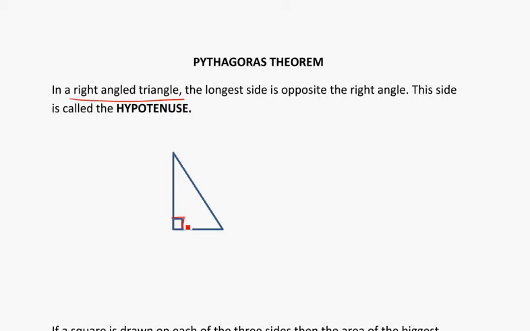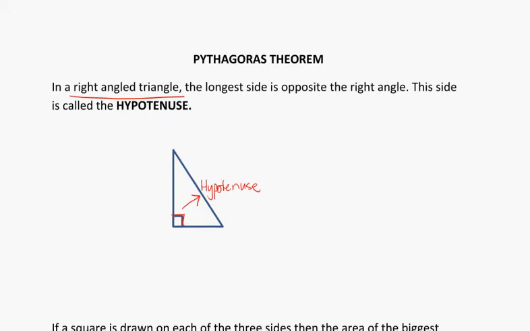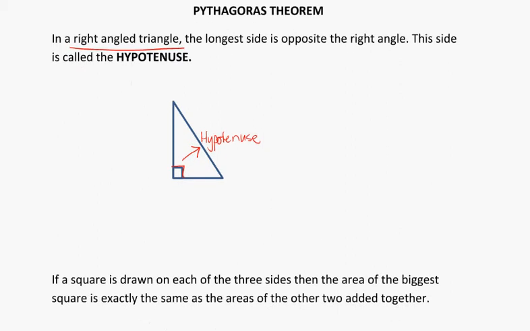So a 90-degree triangle. First of all, you have to understand what the hypotenuse is. The hypotenuse is always the side opposite the right angle. So it's that side there, and it's the hypotenuse. It is always the longest side. Once you understand that, we can see what Pythagoras discovered in every right-angled triangle.